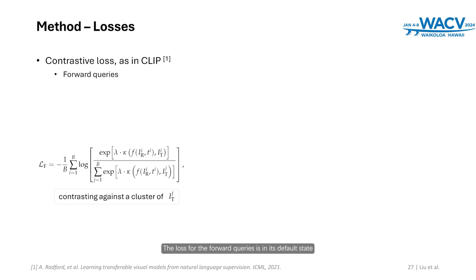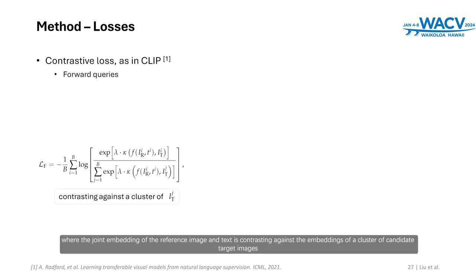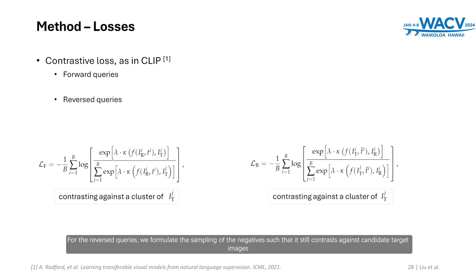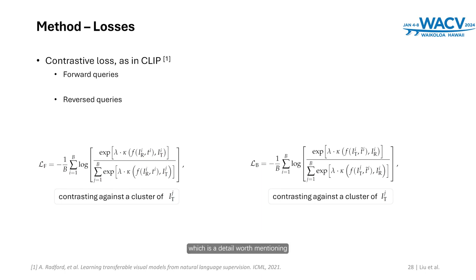The loss for the forward queries is in its default state, where the joint embedding of the reference image and text is contrasted against the embeddings of a cluster of candidate target images. Among these candidates, one is the positive target, while others are the negatives. For the reverse queries, we formulate the sampling of the negatives such that it's still contrasting against candidate target images, which is a detail worth mentioning.